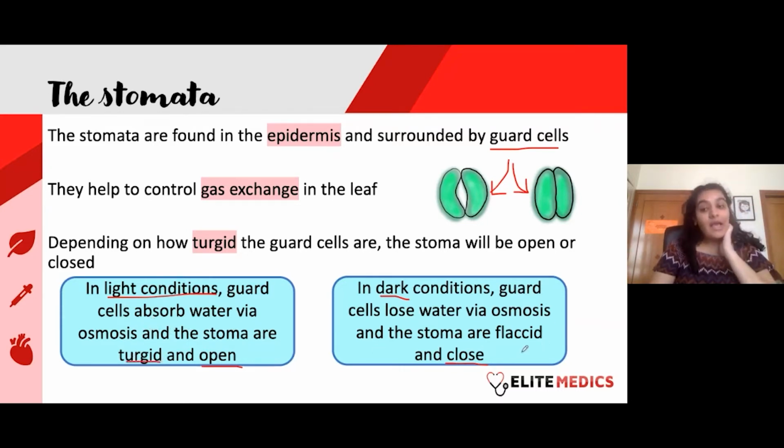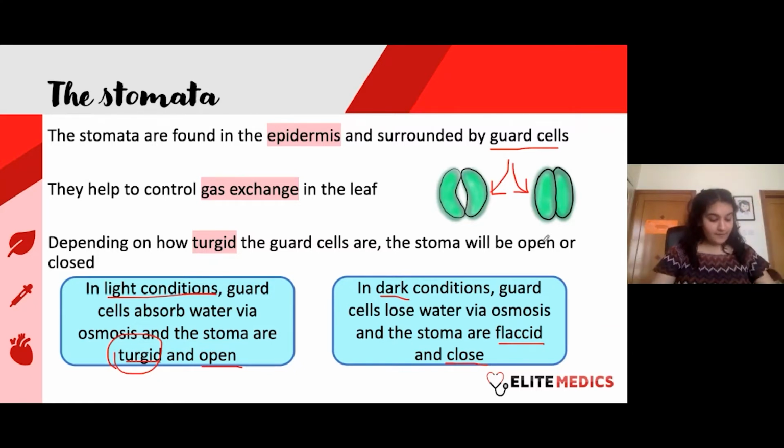flaccidity. So guard cells become turgid when they absorb water via osmosis, because they are able to take in more water, and that means they get fuller, the vacuole gets fuller, and they become a bit more stiff, and that makes them kind of open up a bit more. But then when they lose water in dark conditions, they become flaccid, they kind of go a bit loose and a bit wobbly almost, quite weak, and that means that they close together because they don't really have the strength to stay open, they just automatically close. So that's how guard cells and the stomata work.